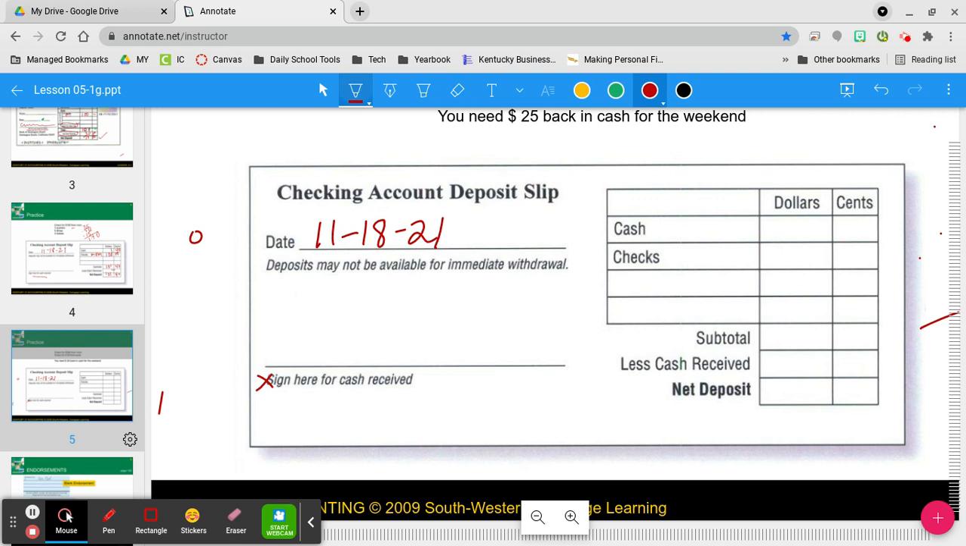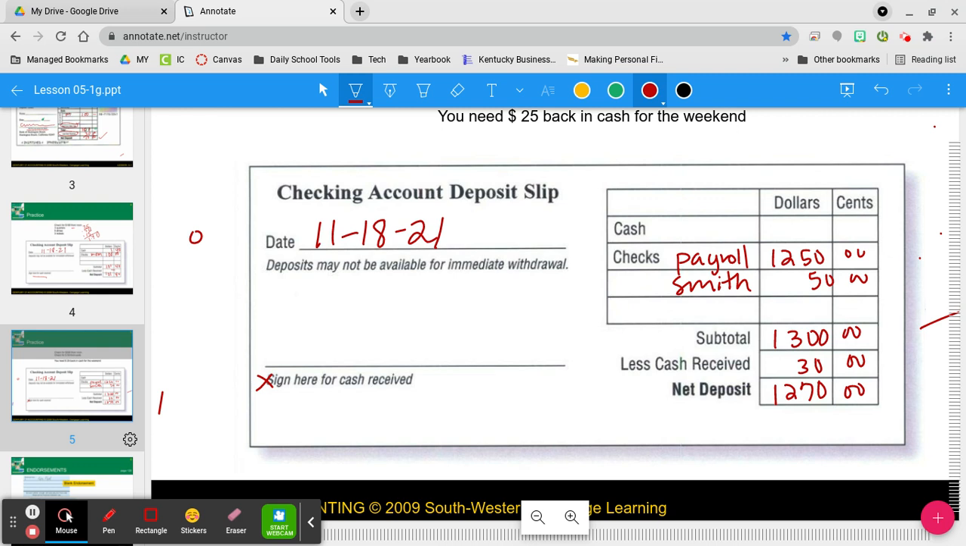Okay, the last one. So I get a payroll check. So I'm going to do payroll for $1,250. And then I get a check from my neighbor, Mr. Smith. So I'll just put Smith for $50. So that's $1,300. And I'm going to get cash back so I can go buy something for cash.